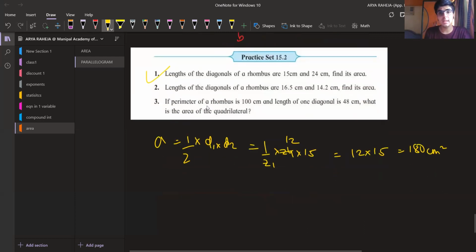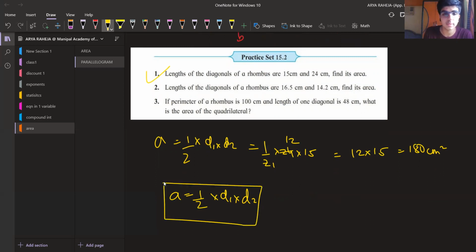Then second question: the lengths of the diagonals of a rhombus are 16.5 and 14.2. Again use the same formula, so solve this also. The calculation is a little tougher because of decimals, but you all should be able to do it. So the second question is also done.